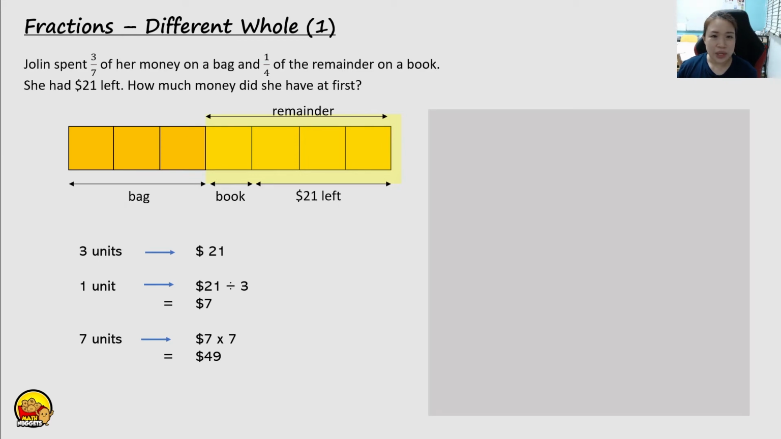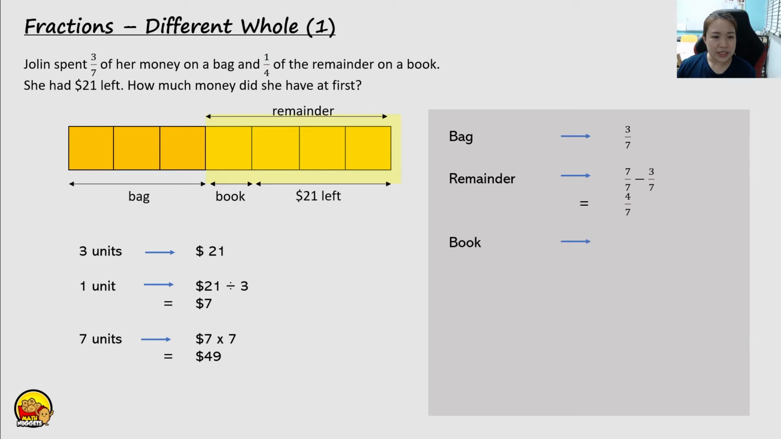Now for the fractions way, for some of you who don't like to draw the model, if you prefer the fractions way, let me go through. I'm just going to write down all the information. They tell us that the bag is 3/7 of her money, right? So I write down bag. And after buying the bag, what is the remainder? What fraction of her money did she have left after buying the bag? That would be 7 out of 7 minus 3 out of 7, which gives us 4 out of 7.